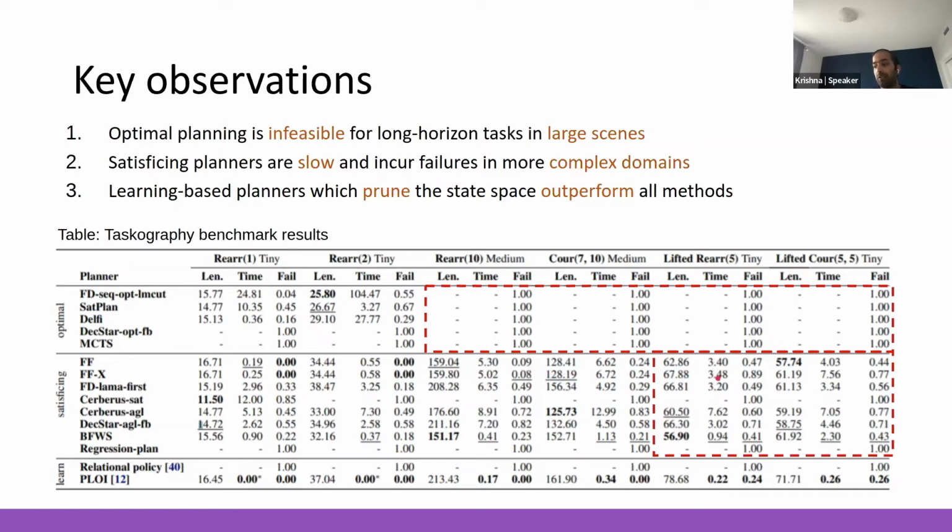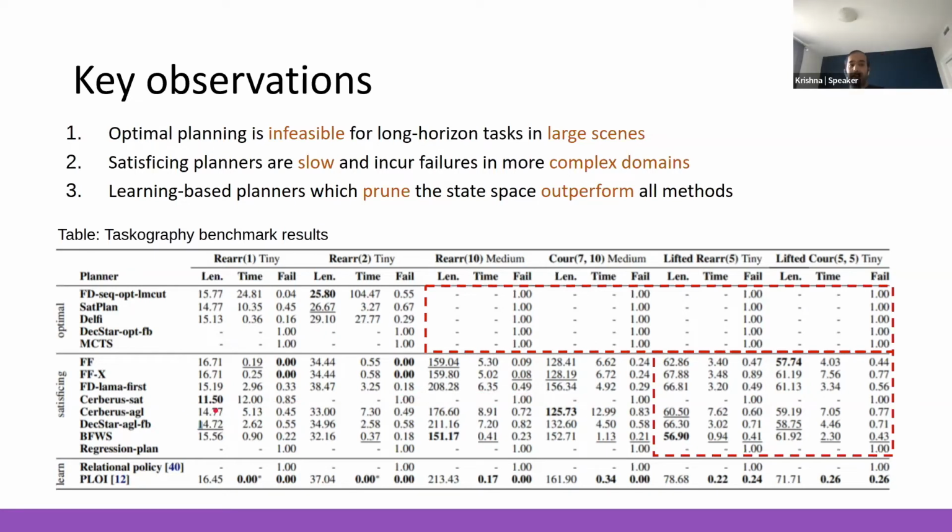And importantly, they also have a lot of failures. So you see that the failure rates for most of these planners, they fail on about 50% of the problems here, or 90% of the problems for some of these planners and tasks. So you want these failure rates to be as close to zero as possible.